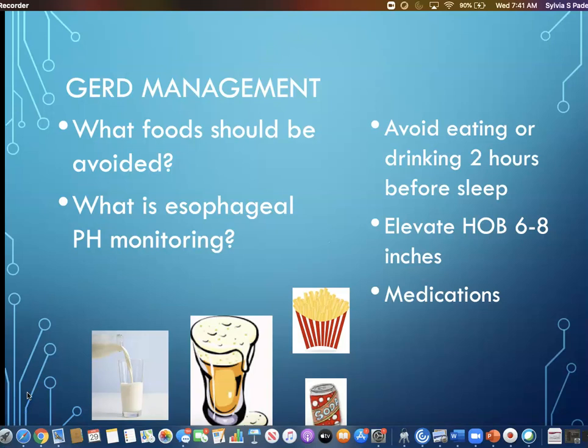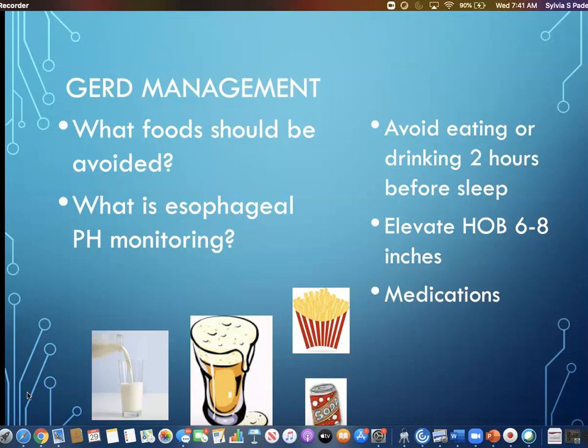Okay, let's talk about GERD. So gastroesophageal reflux disease, that's the meaning of GERD. As you can see, these are the pictures of some of the foods that you should avoid if you're experiencing GERD. And these are some of the things we need to teach our patients to avoid, especially if they're having really bad symptoms.